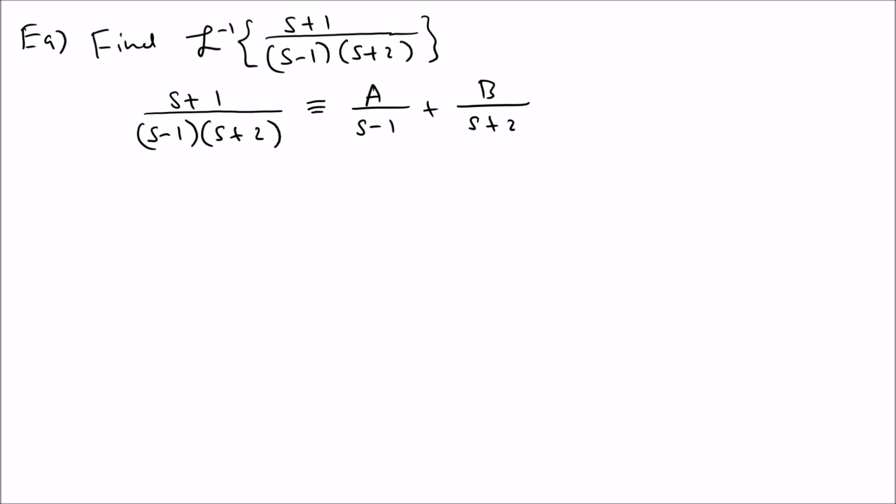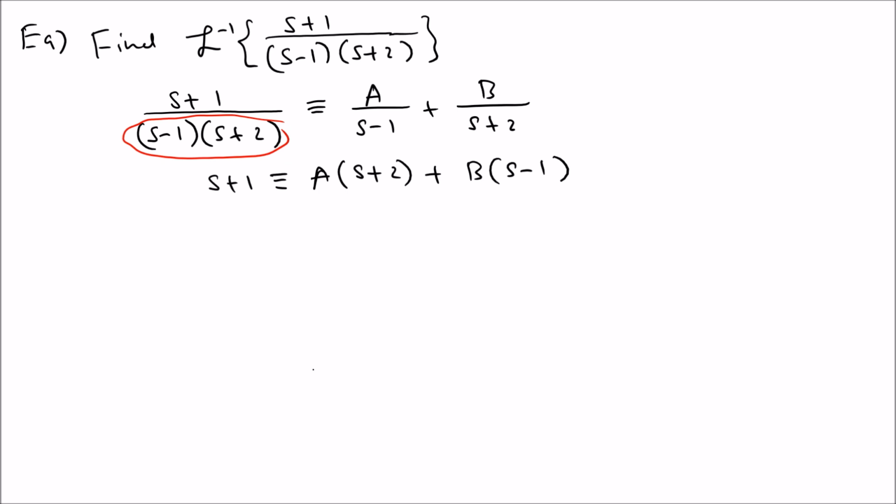Good. Now we're going to multiply by the denominator on both sides. So you're going to get s plus 1 identical to A times (s plus 2) plus B times (s minus 1). You always get the other factor because whatever is in the denominator gets cancelled. Now we can use a substitution technique because that's much faster. So we're going to find the correct substitution.